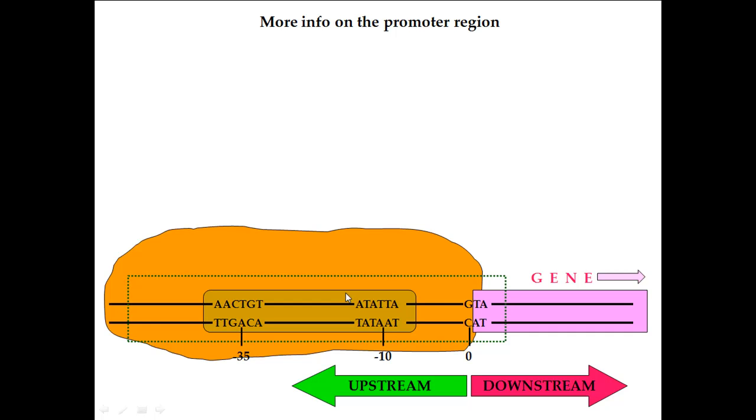After it's bound to that promoter region, and shortly after RNA polymerase begins to transcribe that gene, the sigma factor actually ends up falling off. So its sole purpose is to help the RNA polymerase bind to that promoter. After it's done that, it falls off shortly afterwards because it's already done its function.